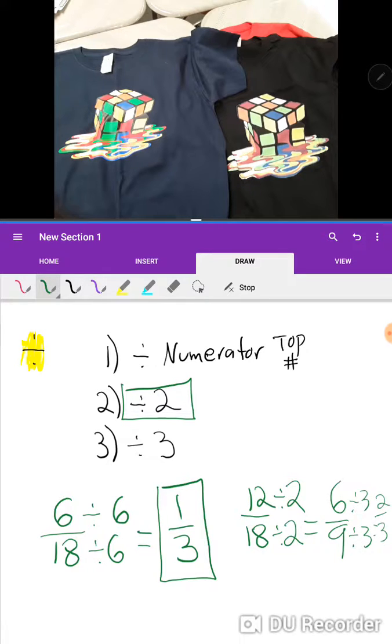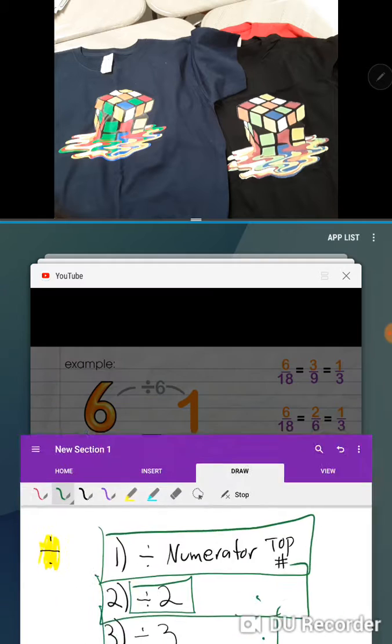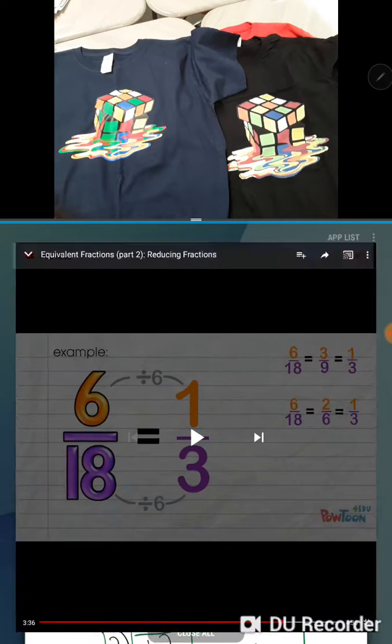So maybe this confused you more, or maybe it's helping, but basically what I'm telling you is when you have to make an equivalent fraction by dividing, try the top number first, because that usually works. If not, dividing by 2 and dividing by 3 also works. All right, let's get back to our lady, and then I have another surprise for you guys.